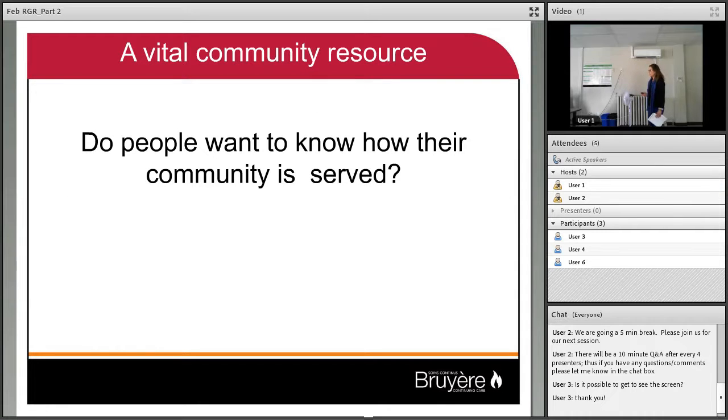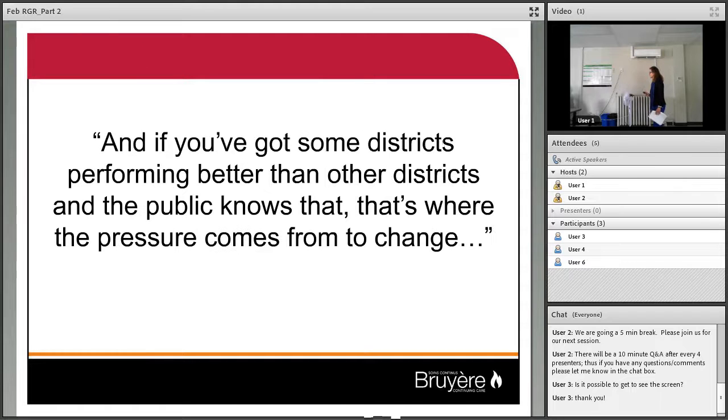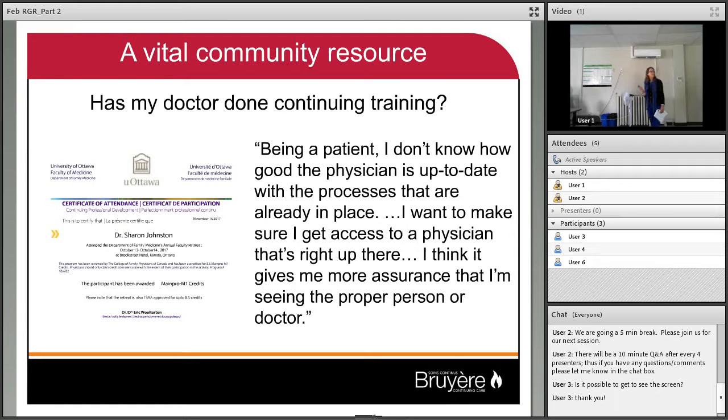Do they want to know how their community is served? You bet. Canadians know that there's a difference across the country and how our health system performs. And importantly, they know it's publicly funded. And if they knew that their community was less well served than a nearby community, they would actually feel empowered to do something about it by lobbying their government. Again, very different from the models we're seeing in the United States about how Canadians want to understand their primary healthcare system.